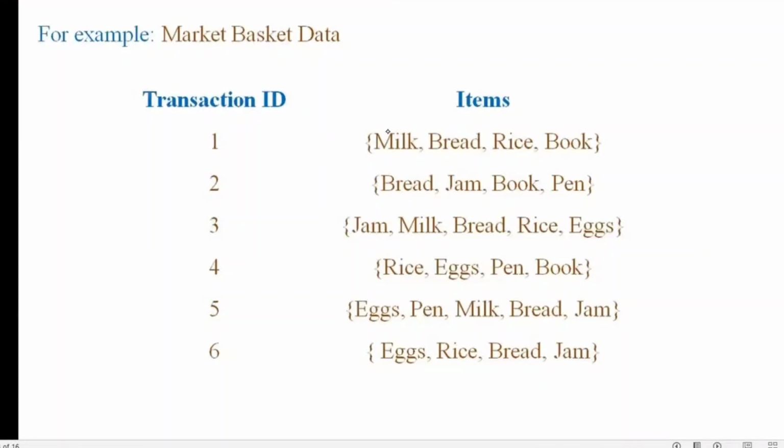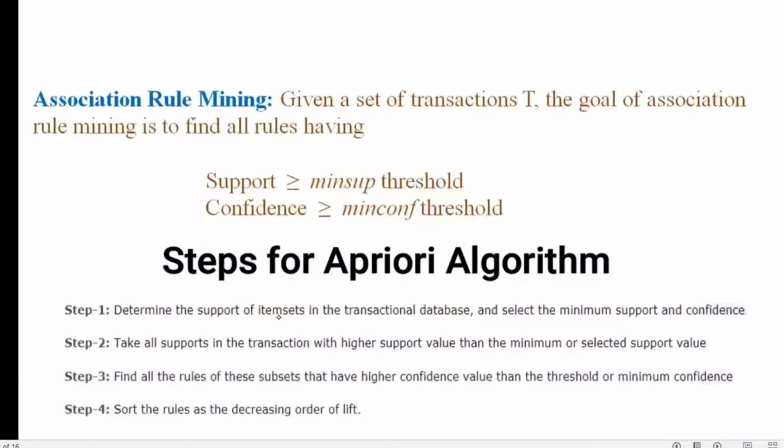You have taken the list of transactions. Now, what are the steps involved in this? First, determine the support of item sets in the transaction base and select the minimum support and confidence. You have to fix your level of support and confidence. How are we going to fix it? First, you fix some value initially.